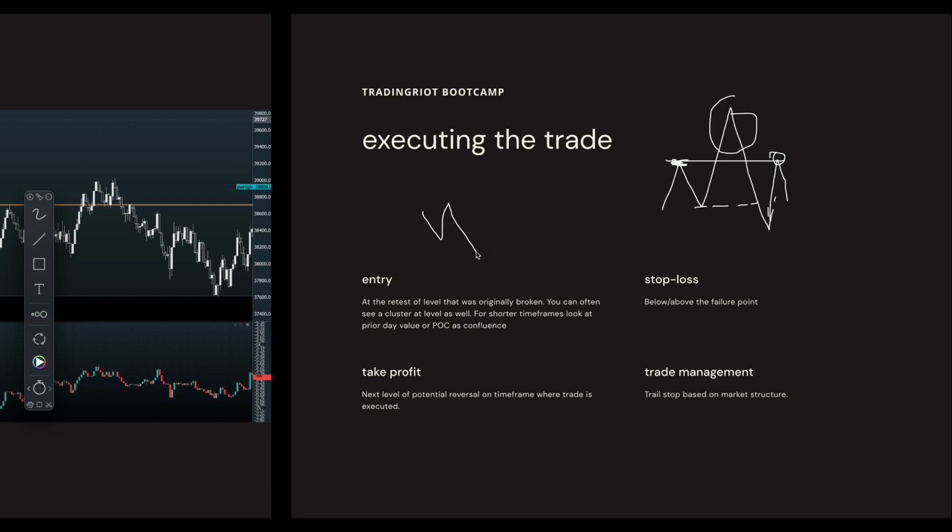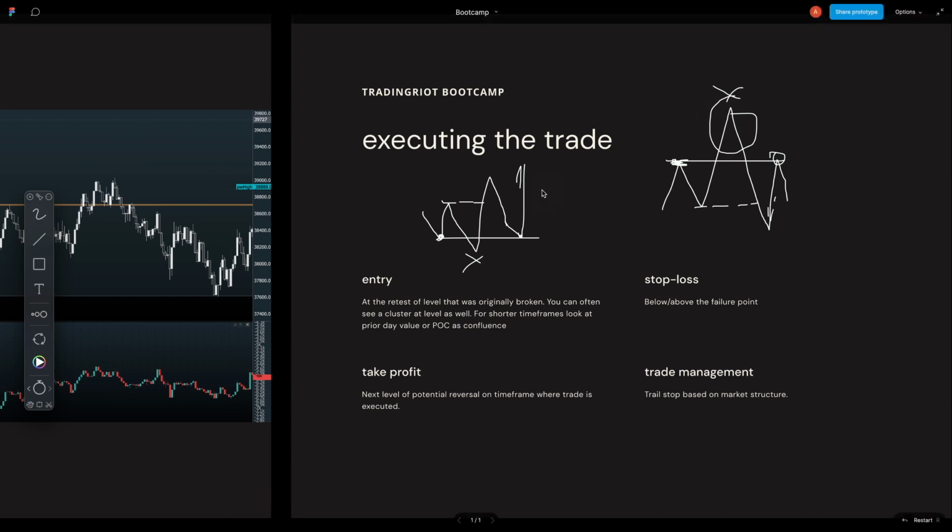Obviously, for the other side, it's the same thing. You are placing your limit order right here before the continuation. Your stop loss is below or above the failure point. Like I said, there can be a 3 drive, which is annoying, but the stop loss here is extremely straightforward because you don't expect market to break this low. So your stop is without a doubt.